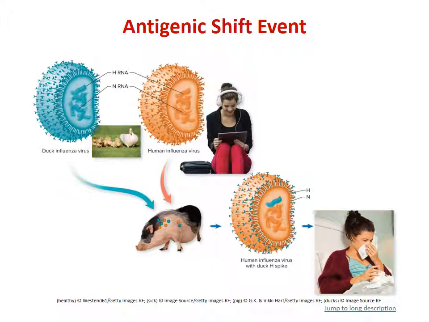Notice this illustration. The swine is actually a wonderful place for viruses to go through this antigenic shift. So we have the duck flu coming in to the pig, but also the human flu. And so what we end up with is this duck-human flu hybrid, which again, we don't have as much protection for because we don't routinely get the duck influenza. So this is a new version of the flu that we wouldn't be as prepared to fight.